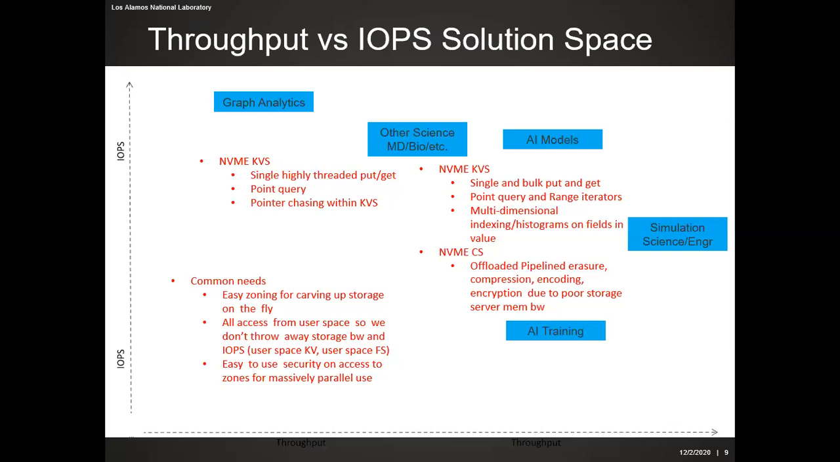I thought it was a good way to think about it: put graph analytics at the top with the IOPS, and simulation way over on the side, throughput. AI models seem like they're pretty hard to deal with, needing quite a bit of IOPS and quite a bit of throughput and so forth, and AI training down lower, mostly throughput.